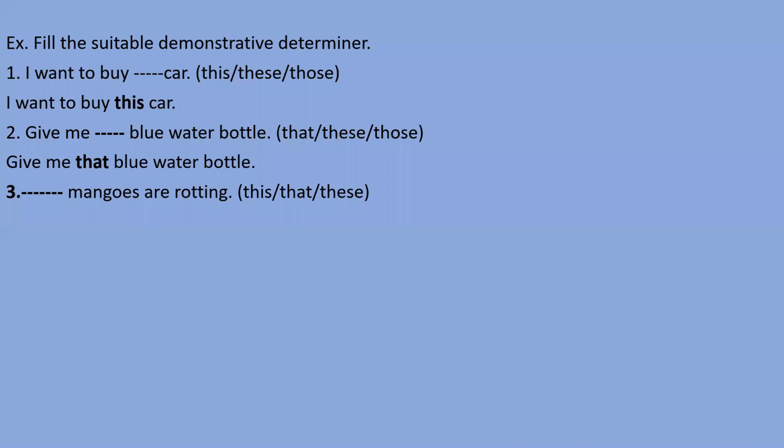Mangoes are rotting, but what is the first word? This, that, or these? Sir, these. Yes, these. Can you tell me why? Sir, because mangoes is plural, and this and that are not plural options. So that's why we need to use these. Good, right answer. These mangoes are rotting.